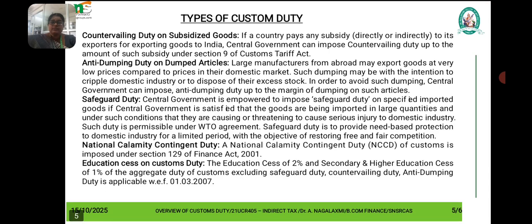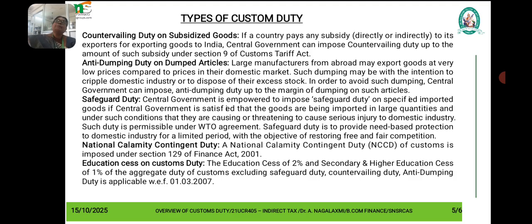Next, we are going to see countervailing duty on subsidized goods. If a country pays any subsidy, directly or indirectly, to its exporters for exporting goods to India, the central government can impose countervailing duty up to the amount of such subsidy under Section 9 of Customs Tariff Act.